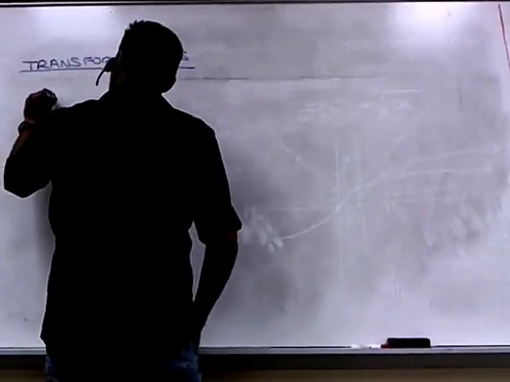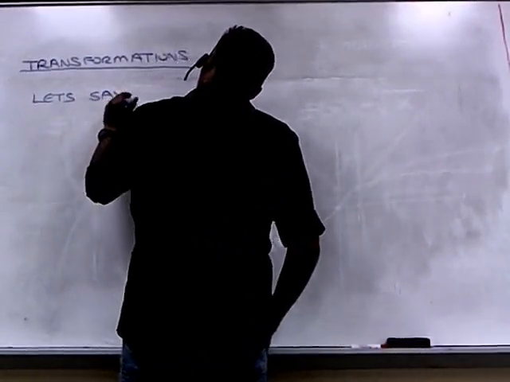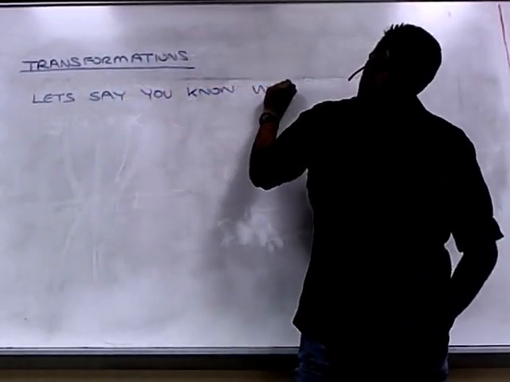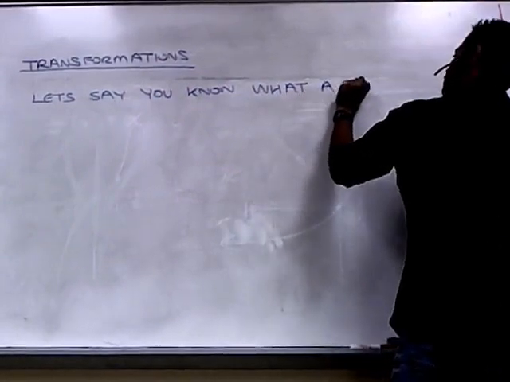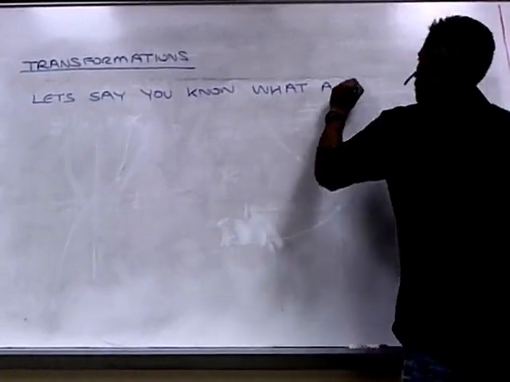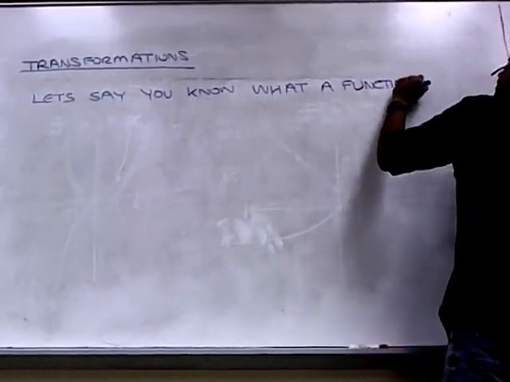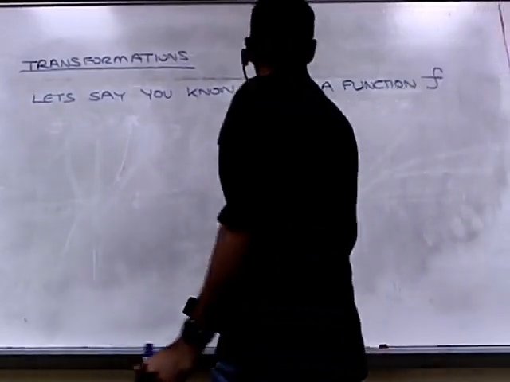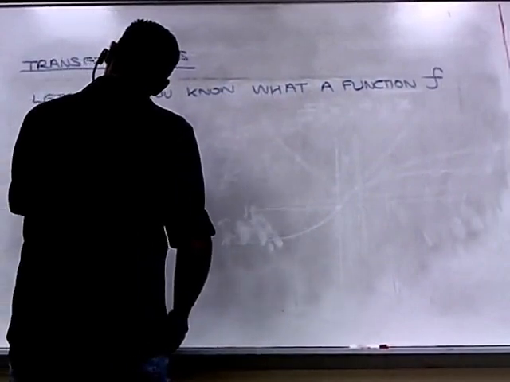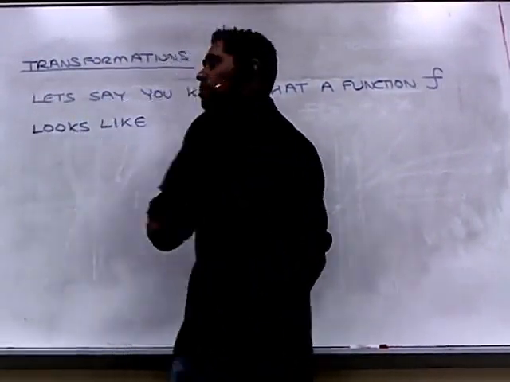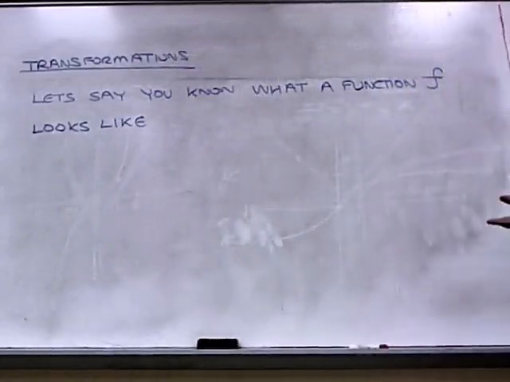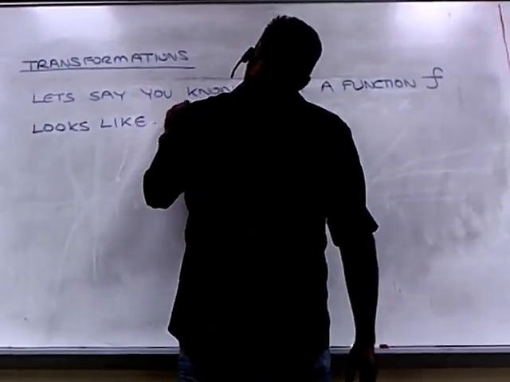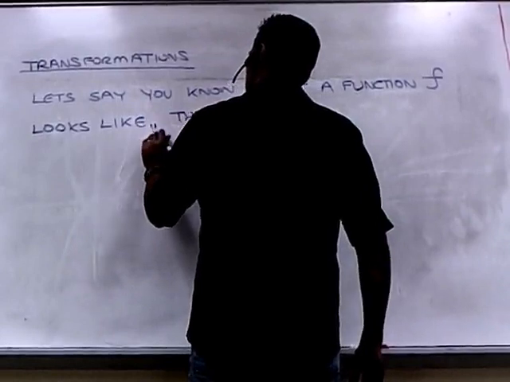Right. Let's say you know what a function f looks like. Remember, f was the name of the function, we don't say f of x. In other words, you know its graph, okay? So like one of those toolbox functions, you should know what they look like. So let's just say you do. Then, here's what we have.